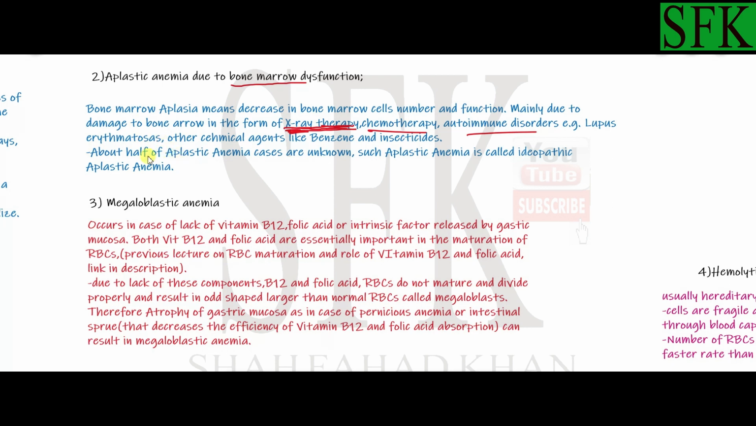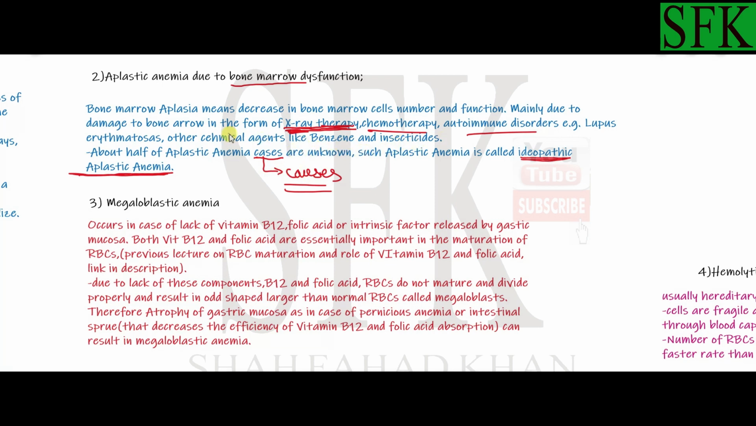Okay, about half of the aplastic anemia cases are unknown. In half of them, the cause is unknown, and such anemia in which the cause is unknown is called idiopathic aplastic anemia.